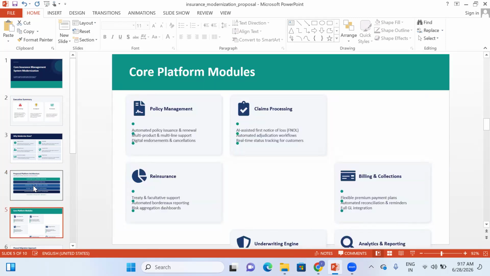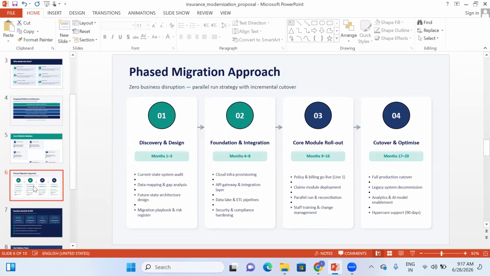Next, what are the core platform modules? Policy, billing, claims, reinsurance, collections, underwriting, analytics, and reporting. These are all the points. Next, how are we doing this, right? So, what is the migration approach that we follow?